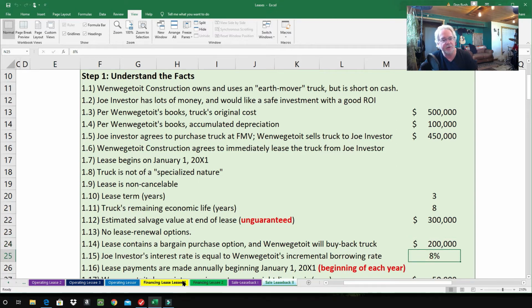So here we are. 1.15, Joe Investor's interest rate is equal to when we get to its incremental borrowing rate, which is 8%. And this is important. If the Joe Investor's interest rate was different than when we get to its incremental borrowing rate, we would use the lower of the two. The reason why is a low interest rate causes a higher present value, which means that it'll be more inclined to cause a financing lease if the interest rate is low.